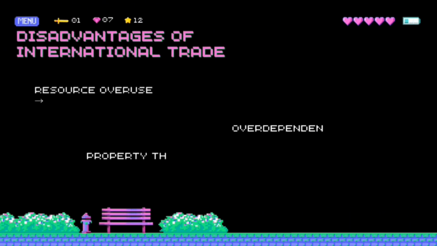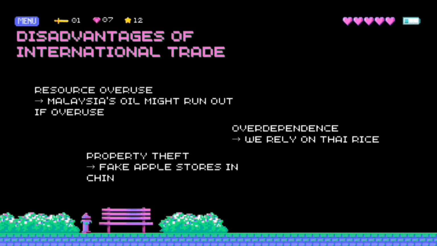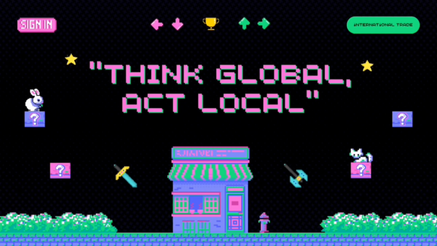Next are the disadvantages. Resources overuse. If Malaysia exports a lot, the oil might run out. Next is overdependence. We rely more on Thai rice. Lastly is property theft, like fake Apple stores in China. So we must think global and act local, because we need to protect our local business while applying international trade.